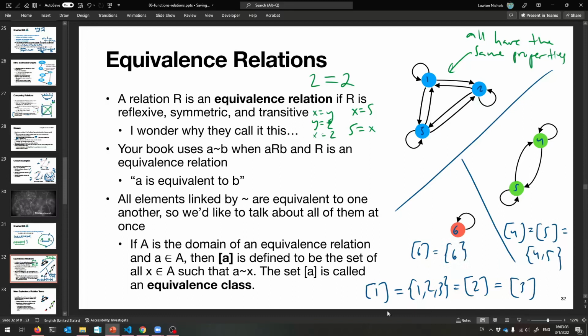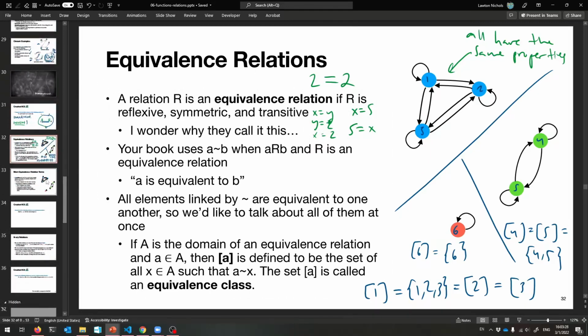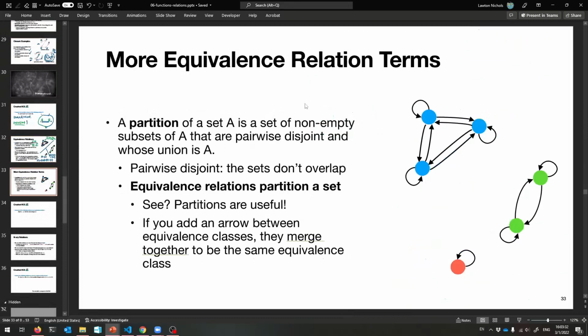Okay? So this is just an easy way to talk about all the things that are equivalent to other things instead of writing out a potentially very large set. Okay? So that's what it means to be an equivalence relation, and it's because of equality that we call it that. Like the essence of equality is being reflexive, symmetric, and transitive. All right. So we can talk about some interesting things that happen under an equivalence relation.